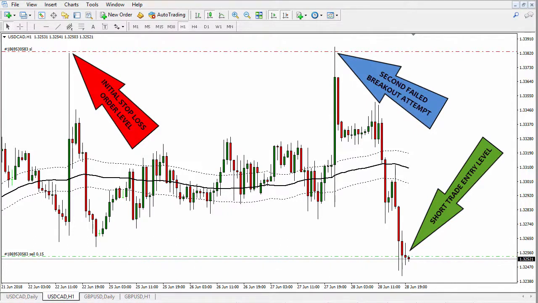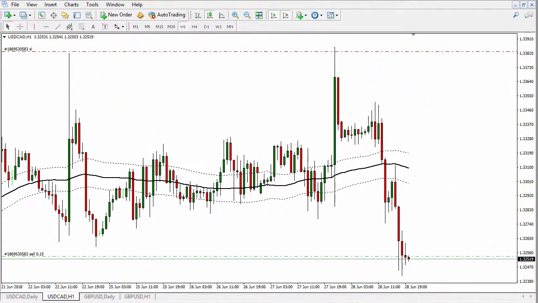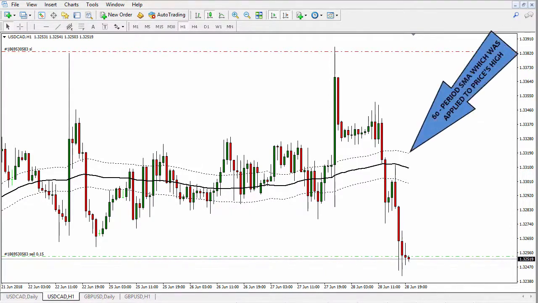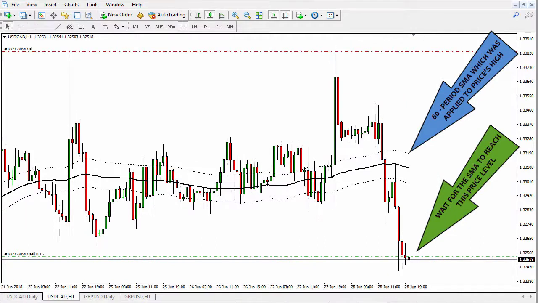So how am I going to properly manage this short trading position so that I can limit its risk exposure while maximizing its potential profits? Well, for starters, I'm going to keep a close eye on the markets while I patiently wait for its price action to drag the 60-period simple moving average which was applied to price's high on the 1 hour chart of the USD CAD to reach the exact price level where I entered into the market with this short counter trend trading position.